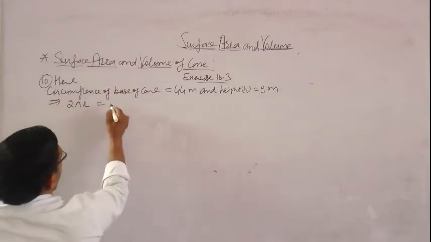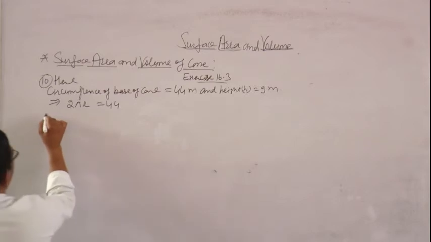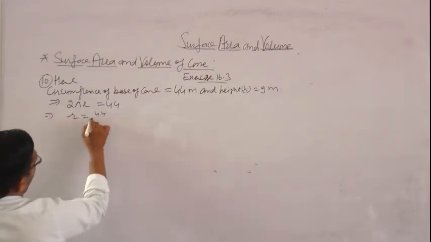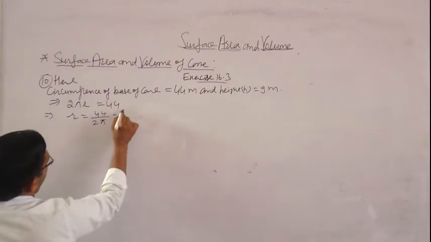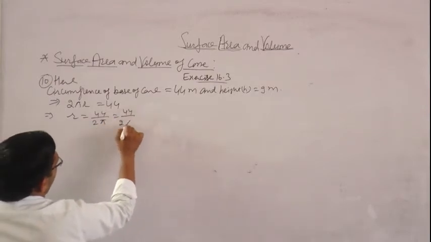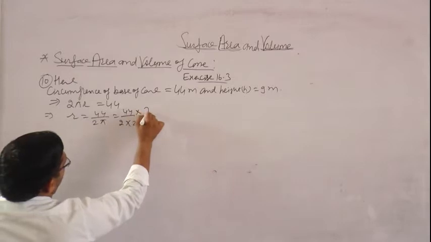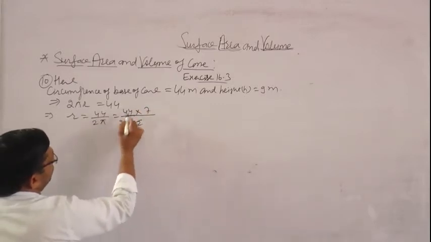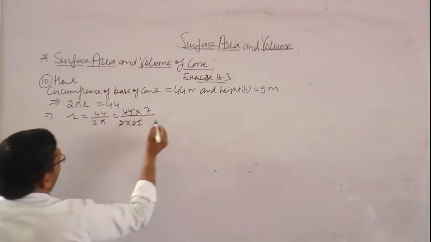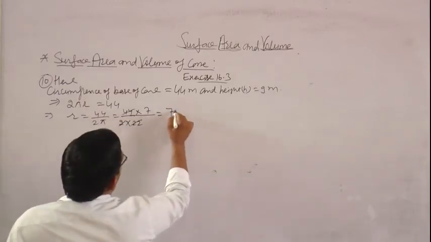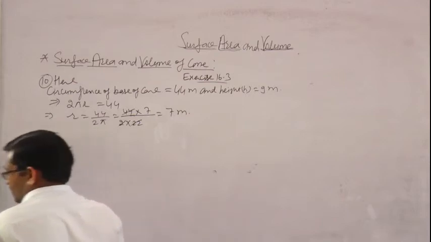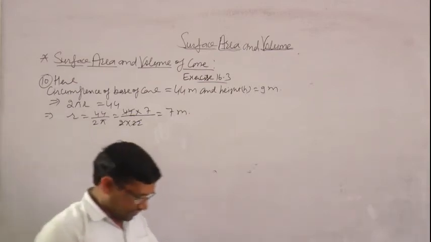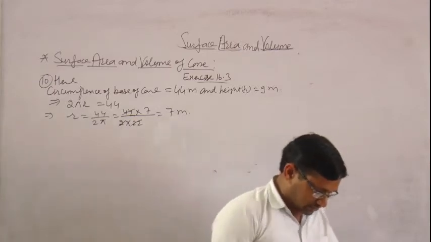2 pi r is equal to 44, that is, r is equal to 44 upon 2 pi. 44 upon 2 into 22 upon 7. 22 twos are 44, 44 ones are 44. So radius is 7 meter. Radius is 7 meter. Find the volume of air inside it.